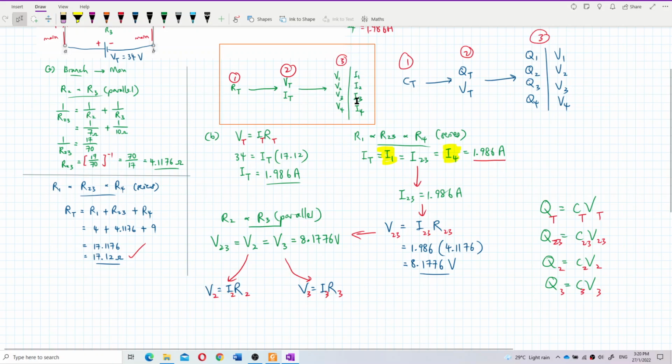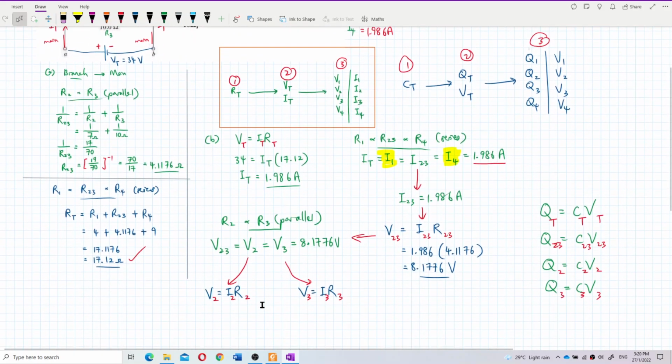So now we are in the final step already. We are in the third step already. We are finding individual current, individual voltage. Can you see that? So now I got my V2 here and V3 here. I got the value already. I can find my current 2 and current 3 easily. So let's substitute the value.